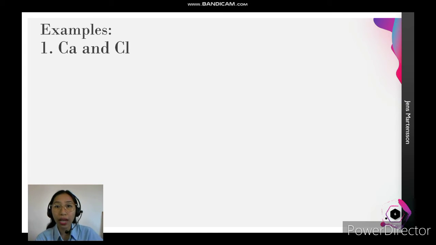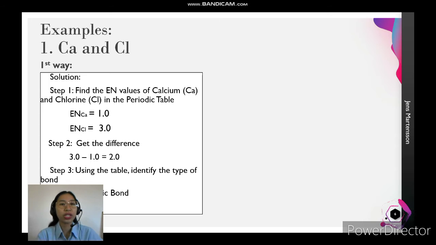Ca stands for calcium and Cl stands for chlorine. So, ang una natong buhaton is kanatong first way. And then, I have another for the second way. But preferably, ang akong ginagamit is kaning first way, kaya wala na ko muagi atong magkuha og absolute value.